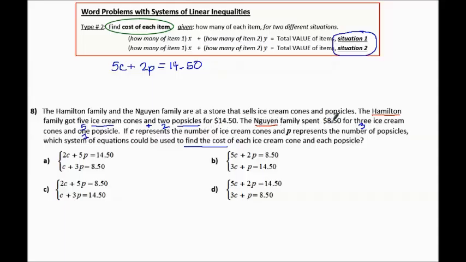for $14.50. Then we read the second sentence. The Nguyen family spent $8.50, and we know that the totals go over here at the end of our equation. So even if they gave it first in the sentence, it actually goes at the end because it's a total. For 3 ice cream cones, so that would be 3 of the cones plus 1 of the popsicles. Here we have our system, so we just need to see which one of the options presented here represents the system we developed up here, keeping in mind where the positions of each number should go.